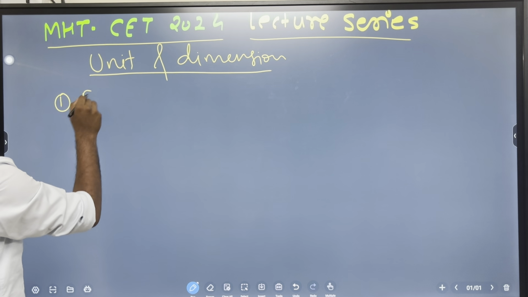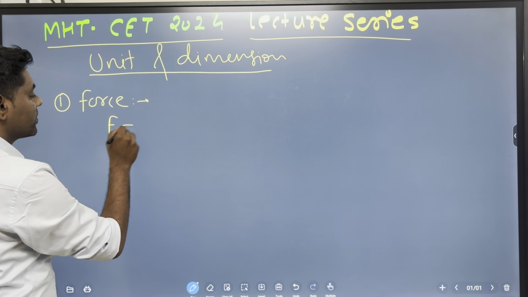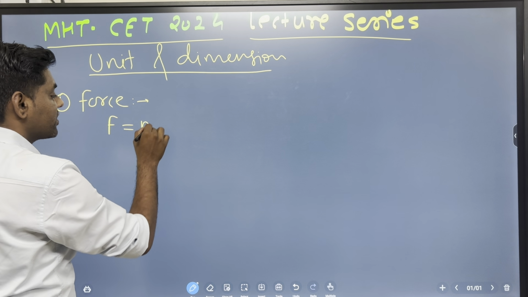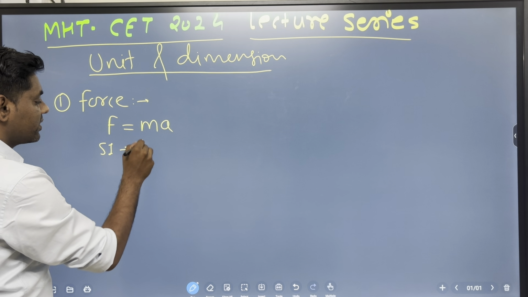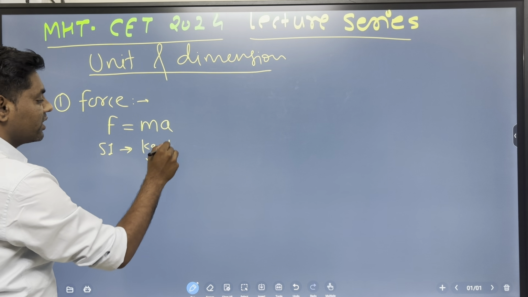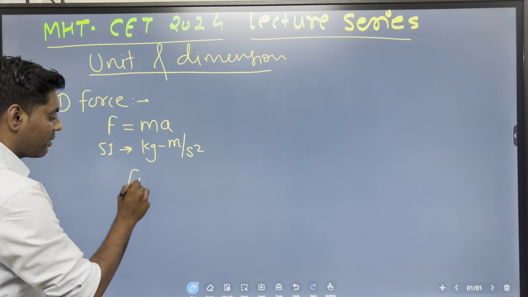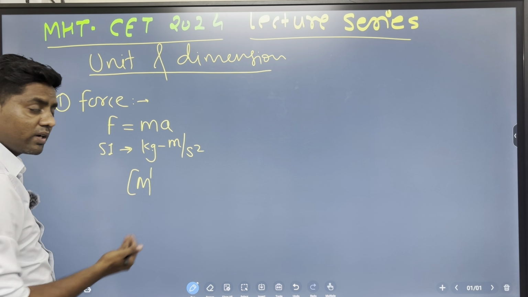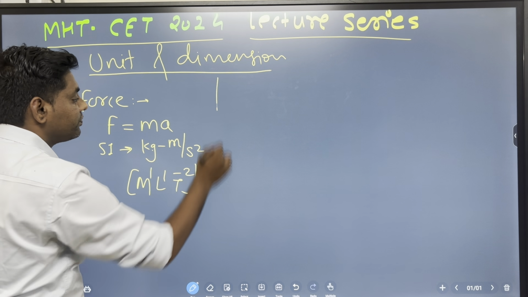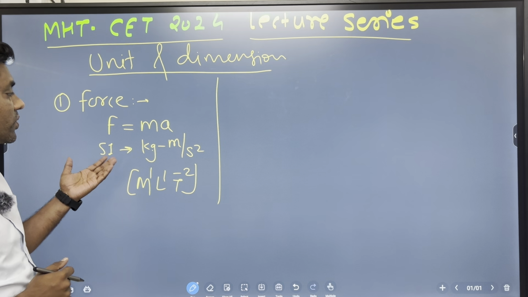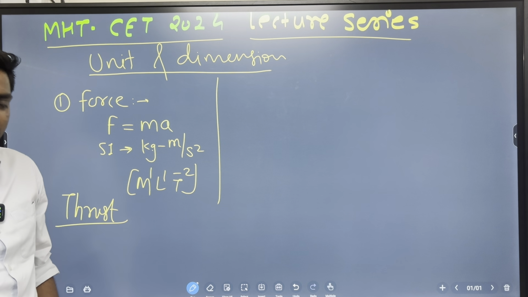Take the first example, that is force. A very important physical quantity. What is the formula of force? As we know, force equals mass into acceleration. What is the SI unit? The SI unit for force is kg times acceleration, measured in meter per second square. According to that we can calculate the dimensions. The dimension for kg is M raised to 1, for meter it is L1, and for second it is T raised to minus 2. As we know, force and thrust are both the same physical quantity.